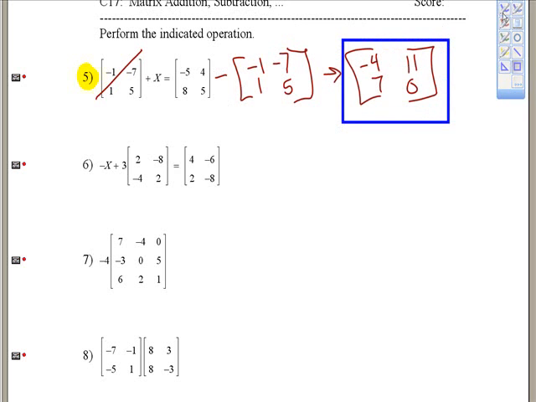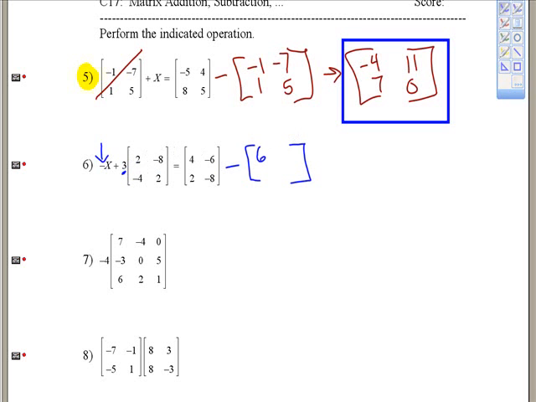Number 6 is a little more work. I'm going to have to triple everything in this matrix and then subtract it to the other side, but then I've also got this negative 1 to deal with. So this is going to take a couple steps. I know it's going to get subtracted over here, but it's going to get tripled before it gets here, so let's triple it on the way.